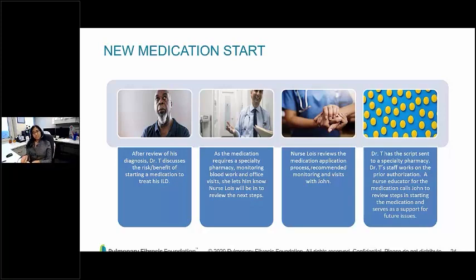You may not see that person. It may be someone that works either for a specialty pharmacy or for the pharmaceutical company, and it can be an added layer of support to troubleshoot medication issues or access issues with medications.